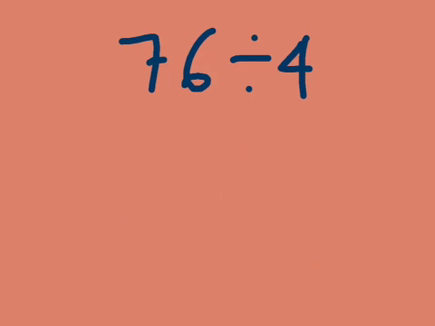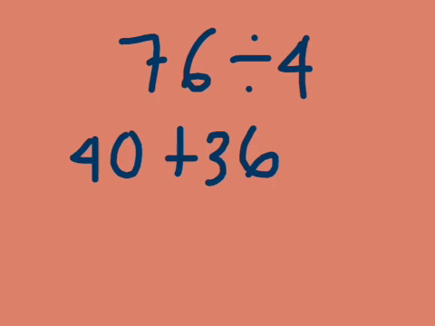Next question, 76 divided by 4. So I'm going to break 76 down into something easier to divide by 4. So remember, it's always easy to divide groups of 10. So let's make 76 into 40 plus 36. Okay. If I divide 40 by 4, I get 10 groups. If I divide 36 by 4, I get 9 groups. So there's no remainder in this question. All I have is 19 groups of 4.